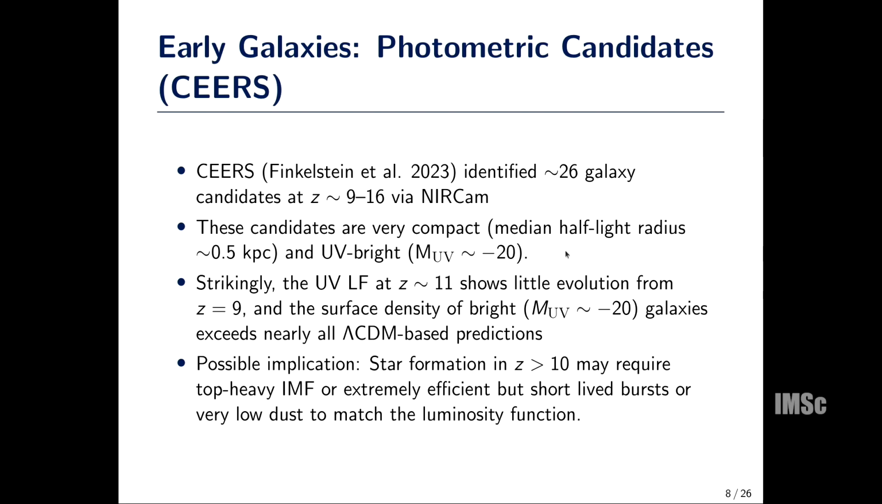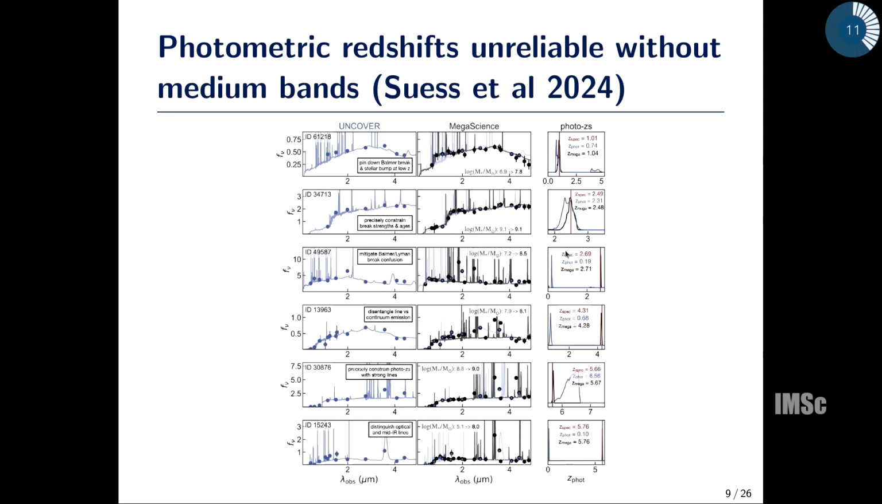The possible implication was what you've heard already from several talks, that maybe there's a top heavy IMF, maybe there's extremely efficient star formation, but this star formation cannot be continuous. It has to be efficient, but it has to be in short-lived bursts. The dust levels have to be very low so that most of the UV photons can escape the galaxy.